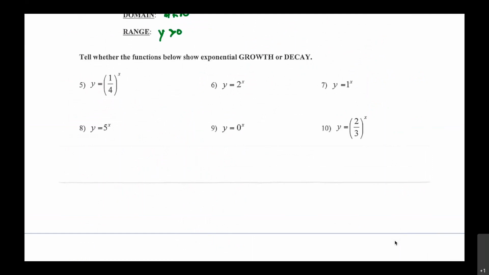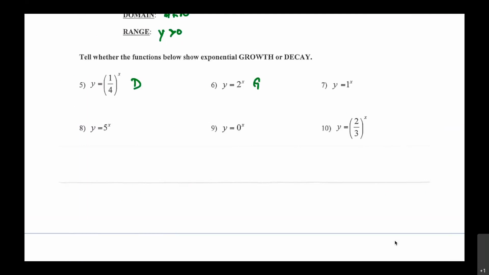So if we go back and apply that to the sheet that we were looking at, take a look at problem number 5. Exponential growth or decay, just by looking at the graph or the equation. That one's going to be decay because your base, the 1/4, is your multiplier, which means things are going to get smaller every time. So I'm just going to put a D next to it for decay. How about number 6, growth or decay? That's growth. We're doubling things every time.